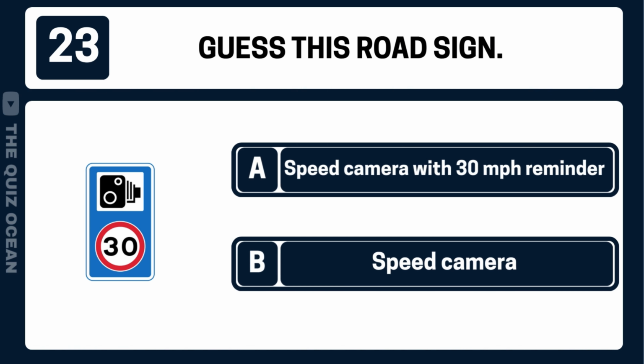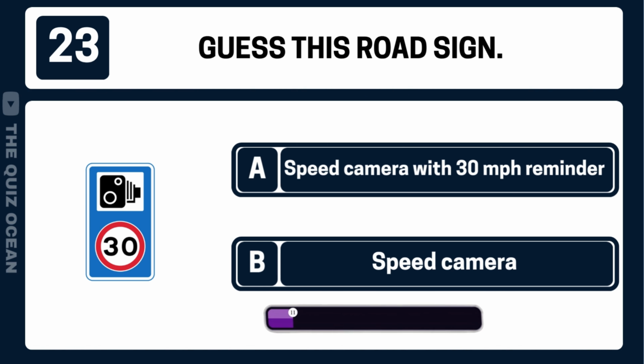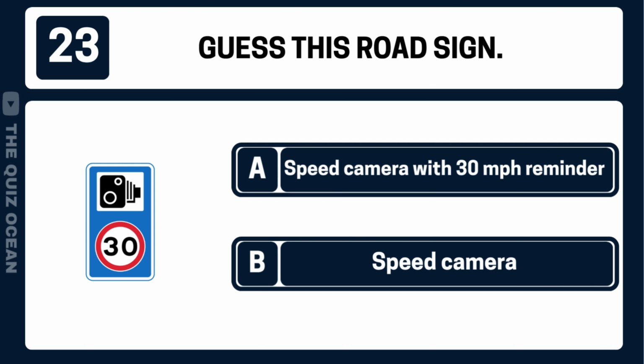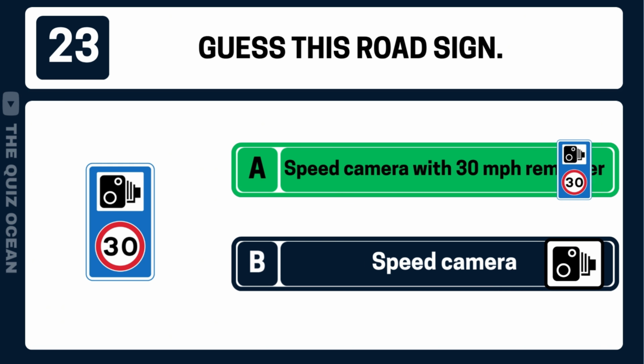Guess this road sign. A. Speed camera with 30 miles per hour reminder. B. Speed camera. The answer is A. Speed camera with 30 miles per hour reminder.